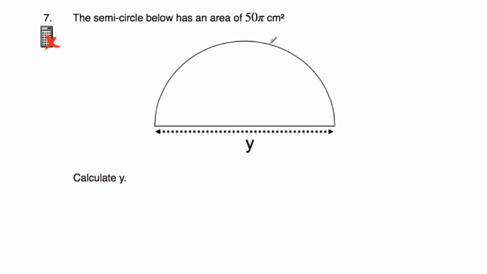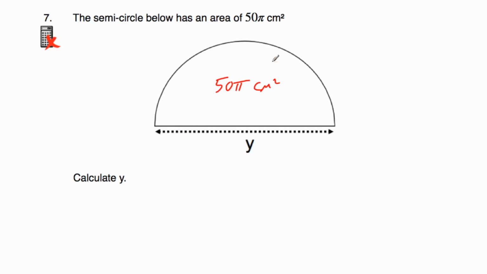Okay, let's have a look at question number 7. So question number 7, we've got the semicircle, and the base of the semicircle is y, and we're told the area of the semicircle is 50 pi centimeters squared. So the area of this semicircle is 50 pi centimeters squared. And we've been asked to calculate y, which is the diameter of the base of the semicircle.